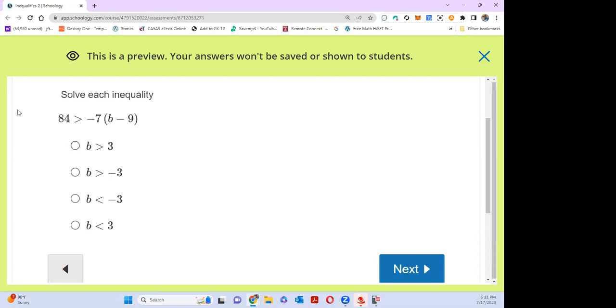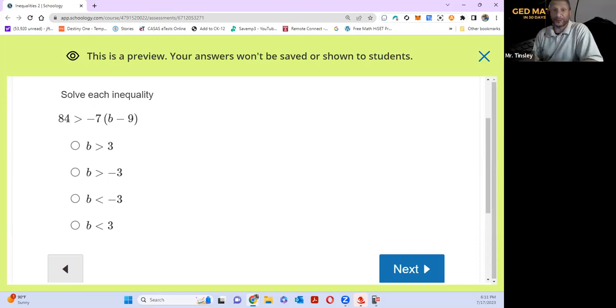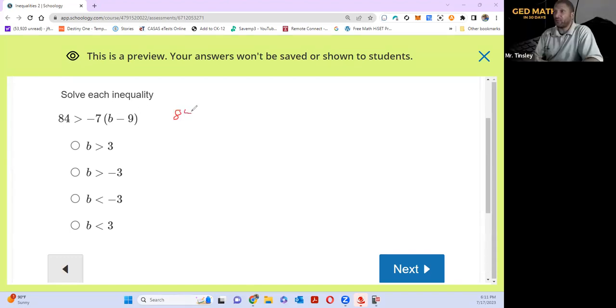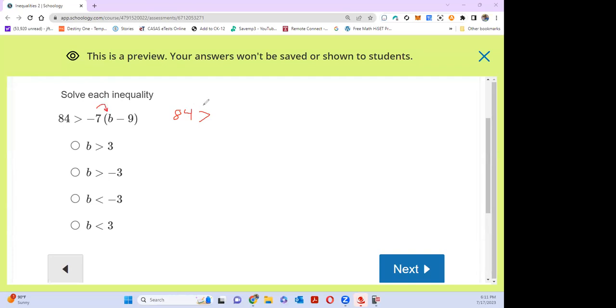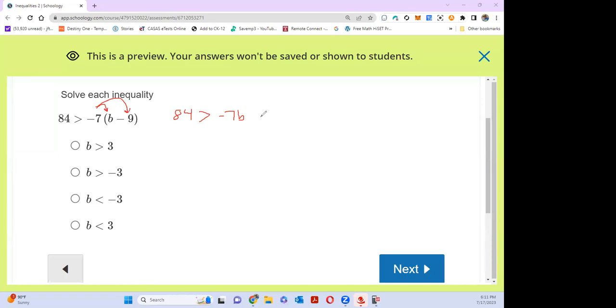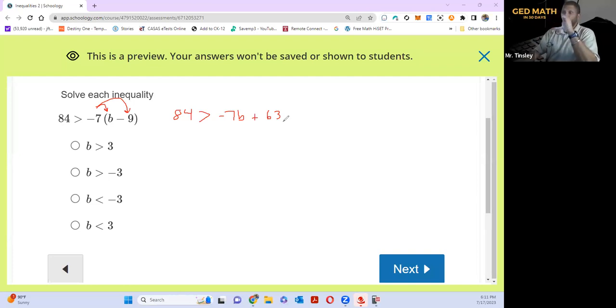Right. So let's do this problem. Okay. So what would I do first? If I'm solving this problem, what would I do first? You'll start with the parentheses first, wouldn't you? With the parentheses, you've got to do the distributive property. So I'm going to write the 84 integrated, and I'm just going to bring that over. And what is minus 7 times b? It's minus 7b. What's minus 7 times minus 9? Positive 63. Now again, you have an item here where you've got to solve for b. So if I'm trying to solve for b, what should I do first?